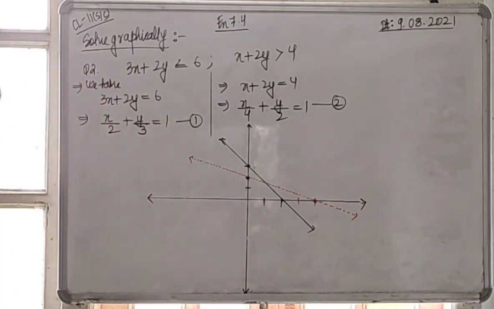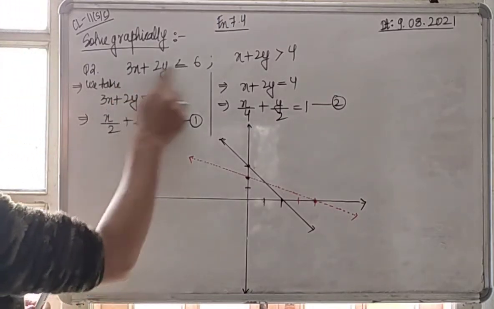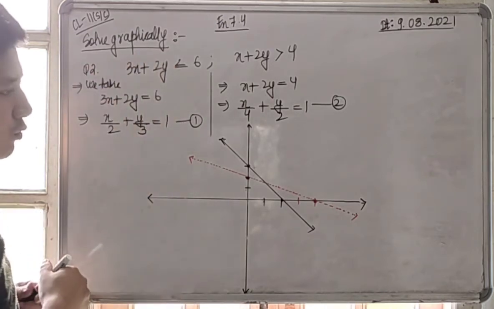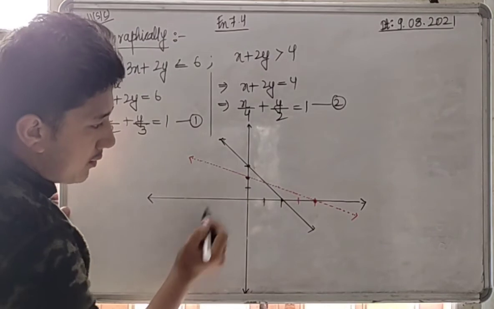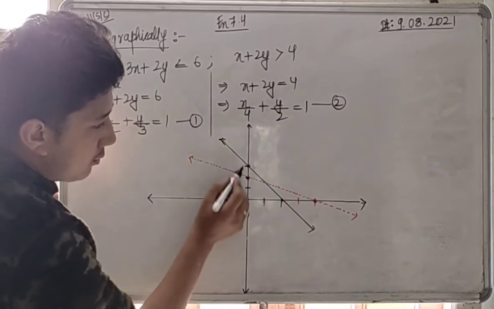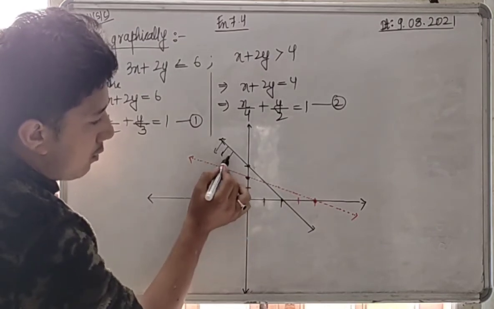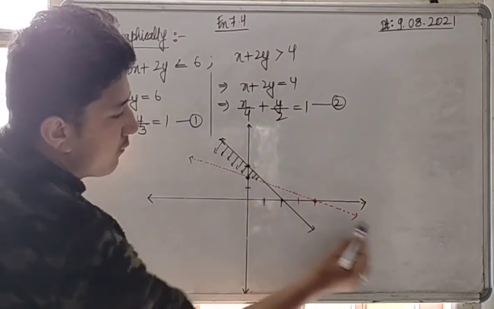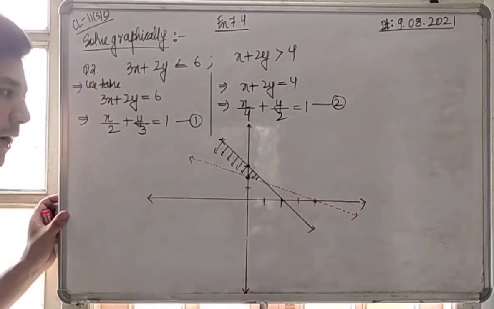Perfect. I hope you're clear till here. Now, let's see where our arrowheads will be. So this was the first one. You put x equals to 0, y equals to 0. It is true. So if it is true, the arrowheads will be towards the origin, like this. But I'm not going this far. I'll tell you why.